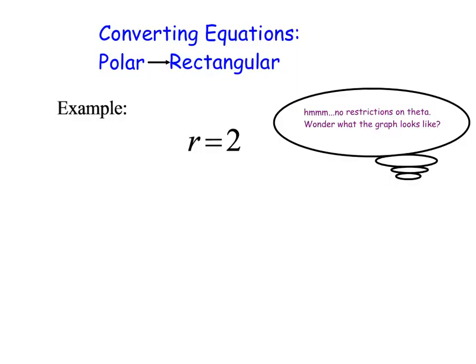All right, our next one. Now we're going to be taking a polar equation and converting it to rectangular. This one's kind of interesting in that there's not a theta. So let's think about this.